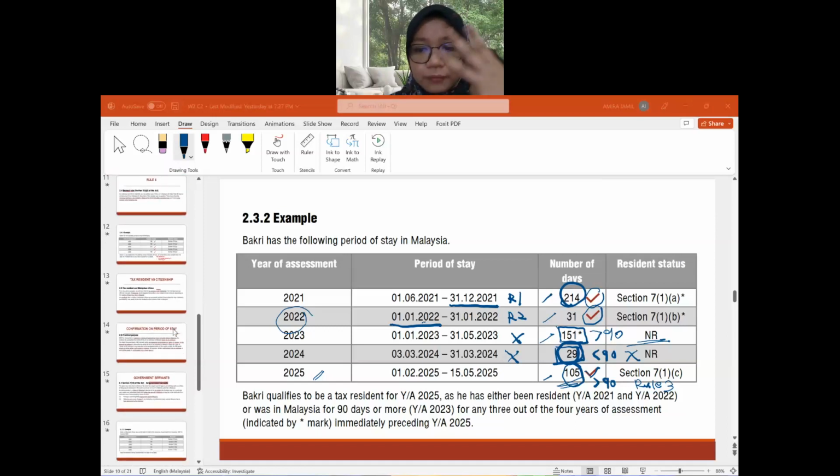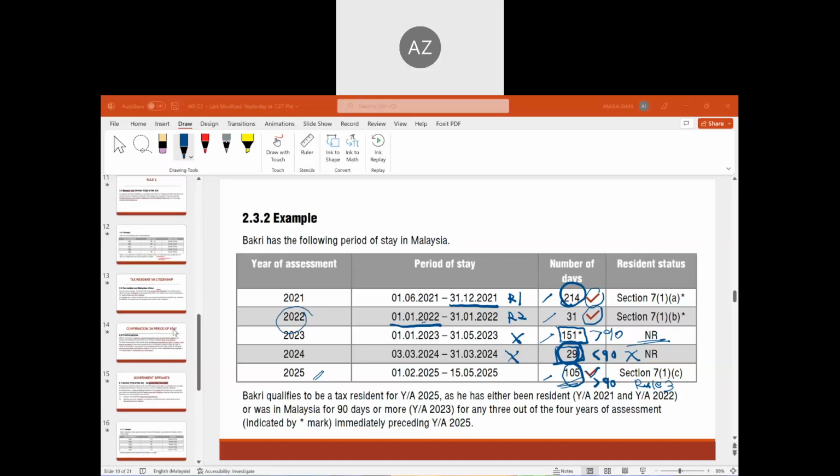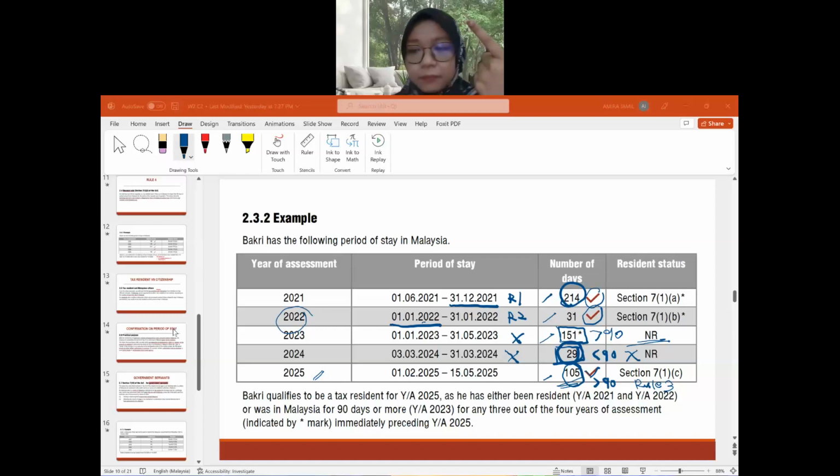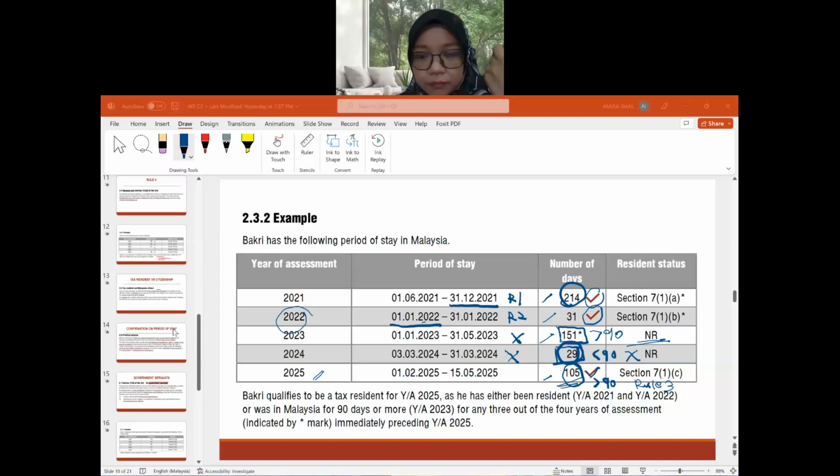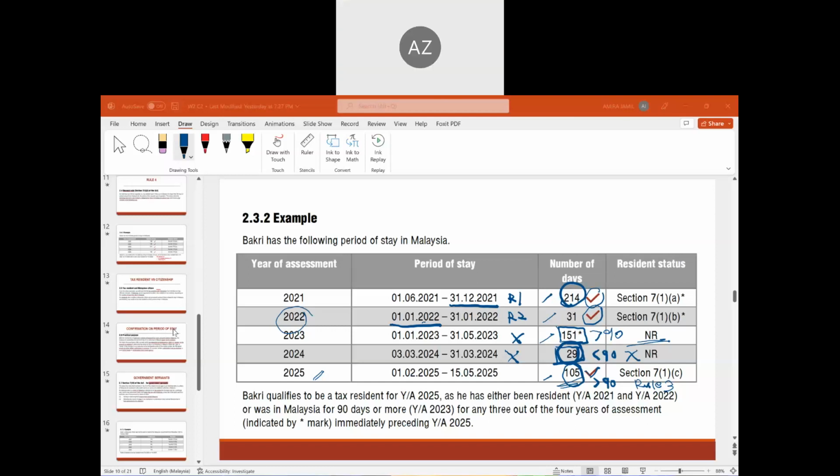The absence is one, attend a conference, seminar or study abroad. The second one, ill health involving a person or member of the family, immediate family, which is the spouse, children, and parents. And then the third one, social visit not exceeding 14 days.